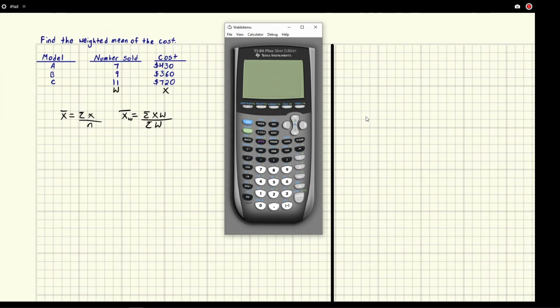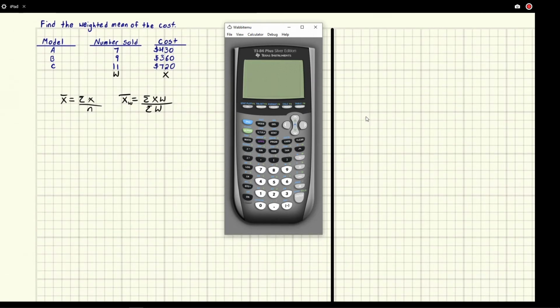Now, I know you're probably thinking the number sold changes all the time, but our cost really depends on how our sales are doing. So the number sold is what's going to get the weight. And I feel like this can be a pretty tricky question to think about sometimes. So sometimes it's helpful to think about the formula too.